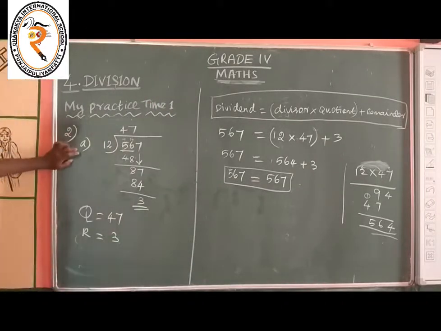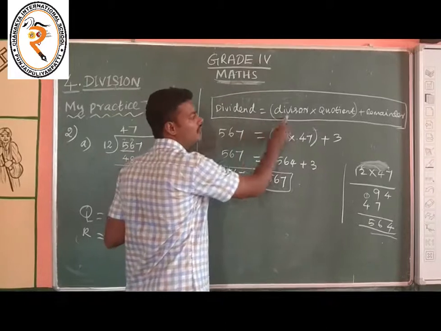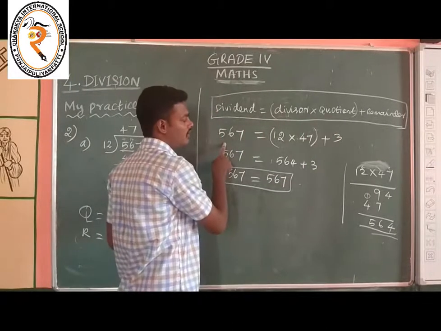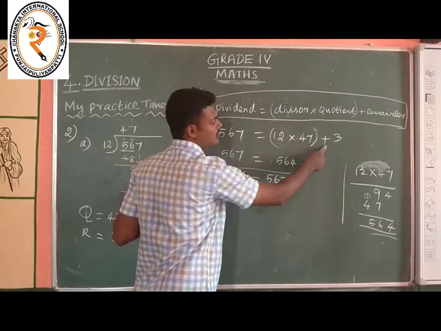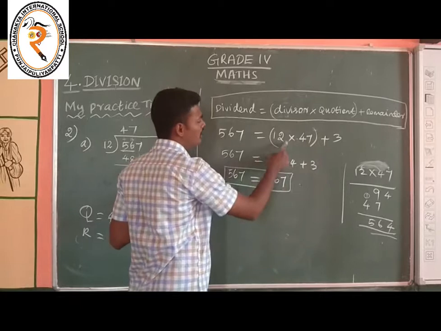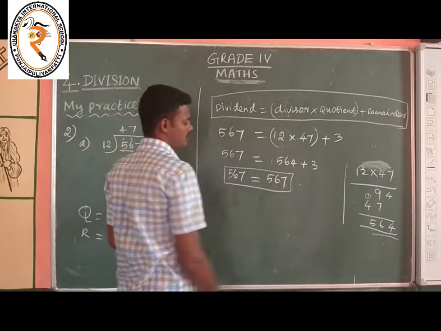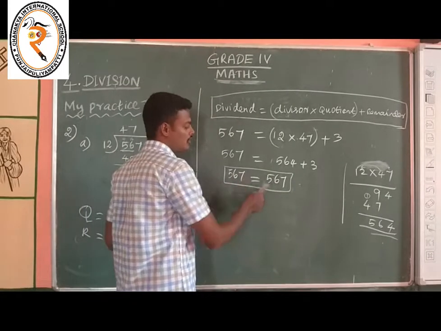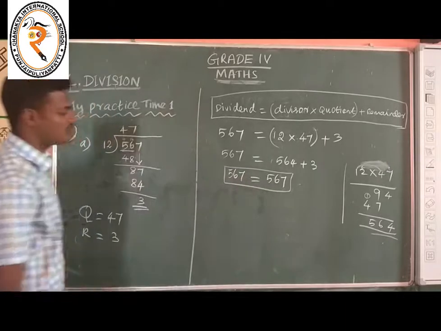Question number A. Quotient 47, remainder is equal to 3. Verify the answer. Our formula: dividend is equal to divisor into quotient plus remainder. Dividend 567 and divisor 12. Quotient 47 plus remainder 3. We multiply 12 and 47. Answer is 564. Adding 3, 567. So the left hand side answer and the right hand side answer are equal. Therefore verified. Our answer is correct.